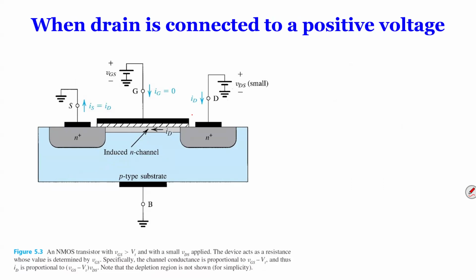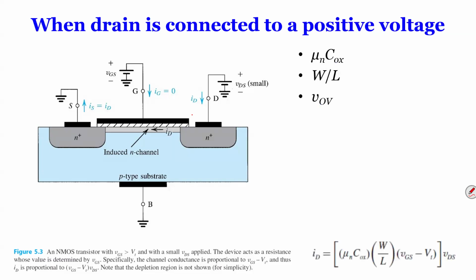So how do you make this one? The shorter the length, the more current, and the bigger the channel, the more current. All in this horizontal direction, and in this depth direction, the bigger, the more current. So that's how these things work. It's very easy to calculate the current.